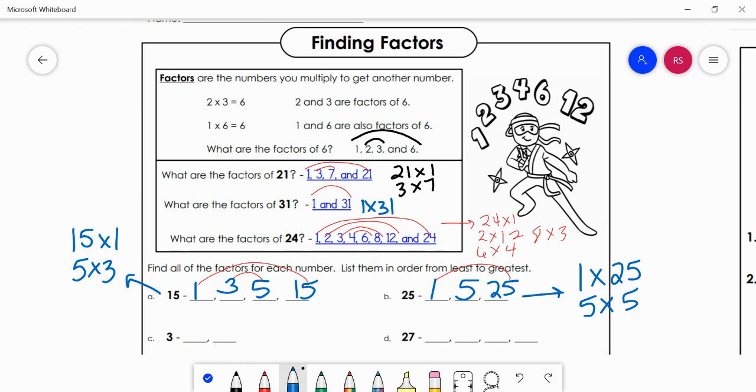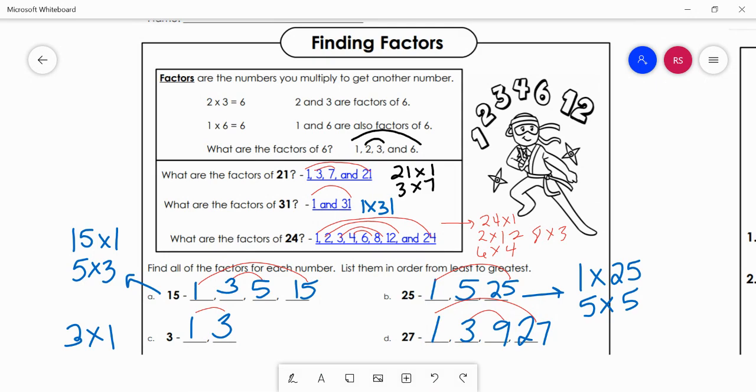All right, let's look at letter C. I have 3. Well, we know that 3 can be multiplied by 1, but there's nothing else I can multiply anything by to give me 3. 3 is a prime number, so just 1 and 3, because 1 times 3 is 3. And for 27, you should have had 1 and 27, because 1 times 27 is 27, and you also should have had 3 times 9, 3 and 9, because 3 times 9 or 9 times 3 is 27.